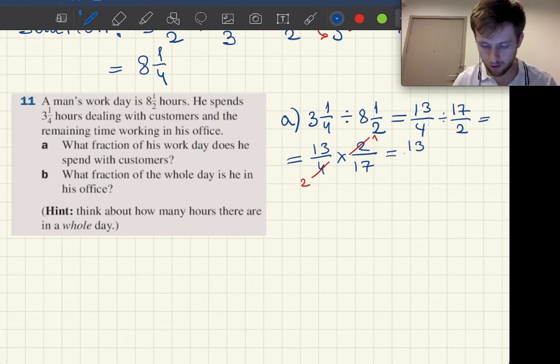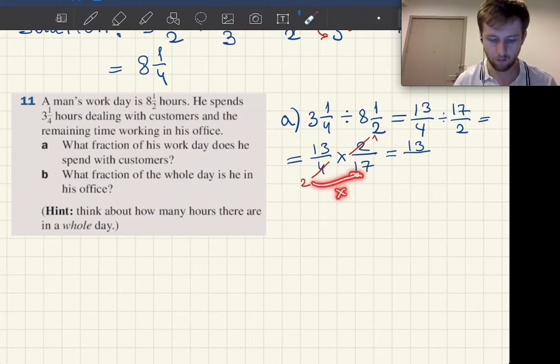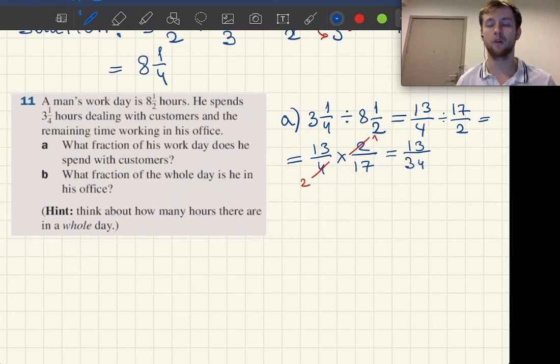And then we get 13 divided by, and we have to do 2 times 17, which is 34. So 13/34 is an answer. Okay, and B is interesting. What fraction of the whole day is he in his office?